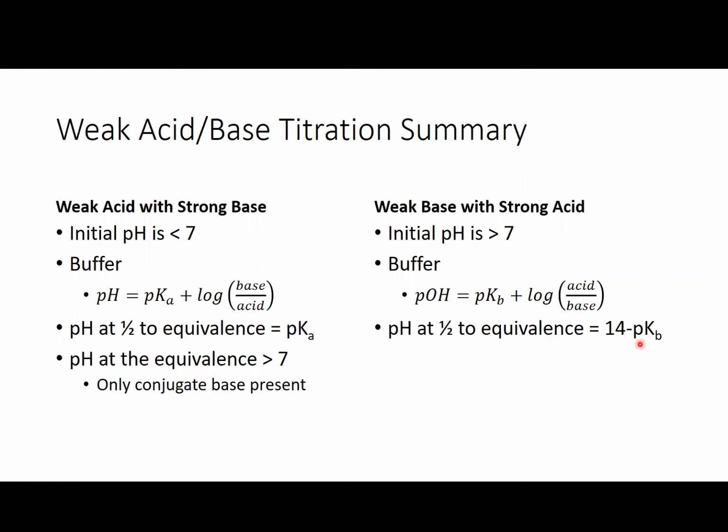Okay, so I could have said pOH is equal to pKb, but I'm interested in the pH of this. And then finally, the pH at the equivalence point is less than 7. That's because only conjugate acid is present. Okay, that's going to end it for titrations for us. And the only ones we do are weak acid with a strong base or weak base with a strong acid.